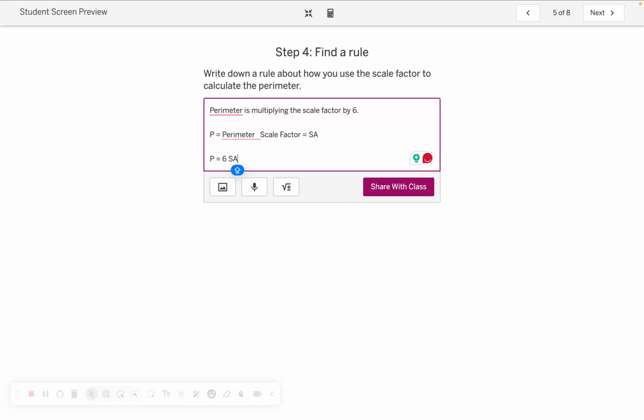We don't really need to put the multiplication sign when it comes to writing an algebraic equation, because that's pretty much known as a multiplication. When you multiply a number to a variable, there is no need for you to put the multiplication sign. So you can put P equal to 6 SA. That would be good enough as well. Whichever you're comfortable with. Writing in words is absolutely fine.